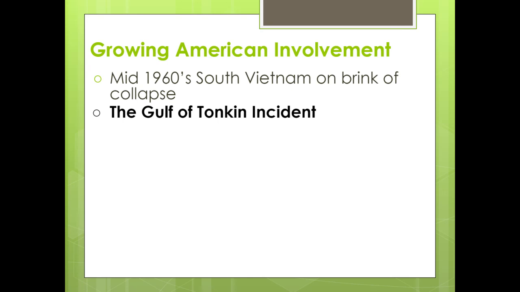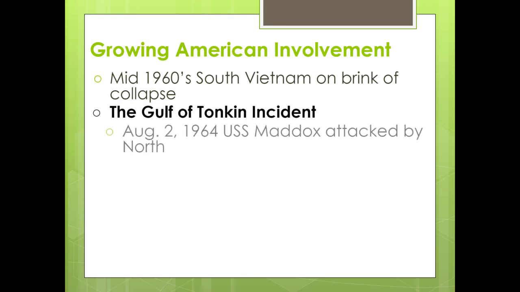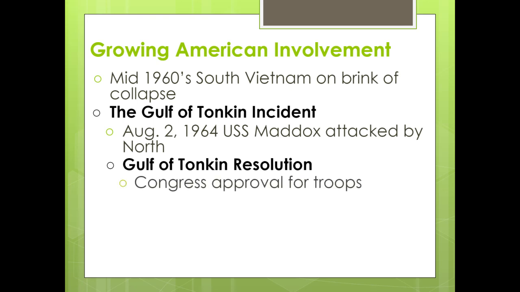And what happens that changes the whole aspect of the conflict is the Gulf of Tonkin incident. So the USS Maddox was a U.S. Navy ship patrolling out in the Gulf of Tonkin, and it was reportedly attacked by North Vietnamese gunboats. What President Johnson, who replaced President Kennedy after he was assassinated, asked for is in the Gulf of Tonkin resolution. And this gives him the congressional approval to put troops in Vietnam.